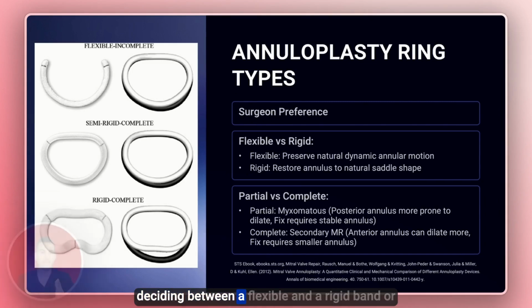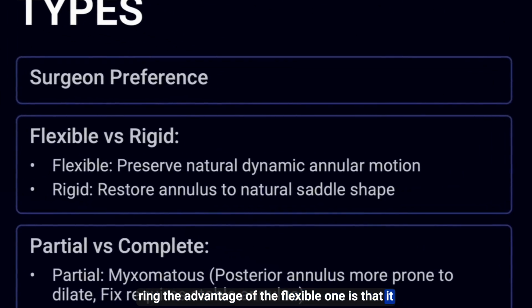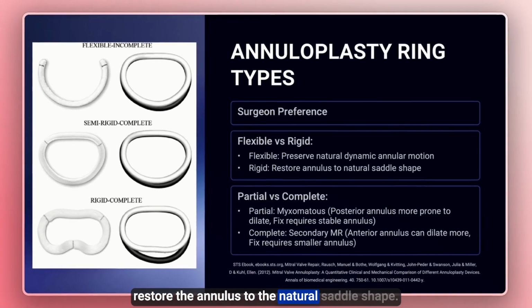When deciding between a flexible and a rigid band or ring, the advantage of the flexible one is that it preserves the natural dynamic annular motion. The advantage of the rigid one is that it can restore the annulus to the natural saddle shape.